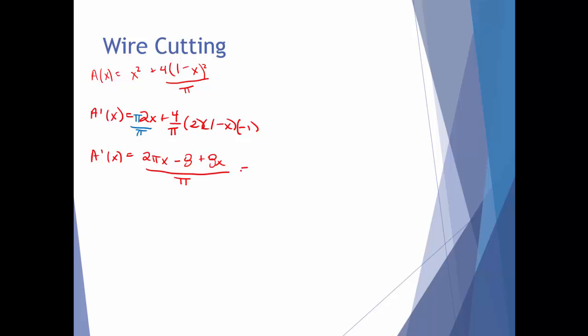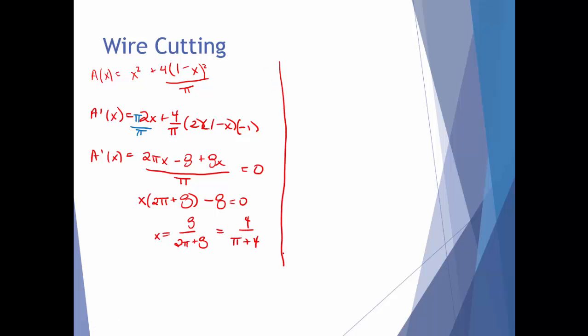And we're going to set this equal to 0. So when we do that, it's the numerator we set equal to 0. Denominator is just a constant. So we factor out an x from the two terms we have, and that will leave me with 2 pi plus 8. And then we still have minus 8 equals 0, which says x equals 8 over 2 pi plus 8, also known as 4 over pi plus 4. So that's my critical number.